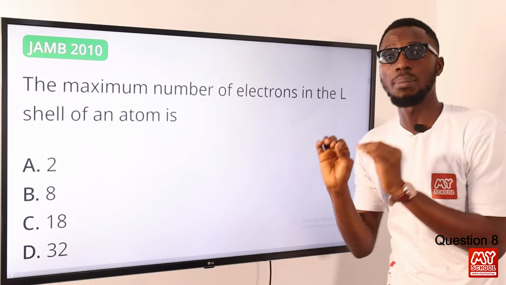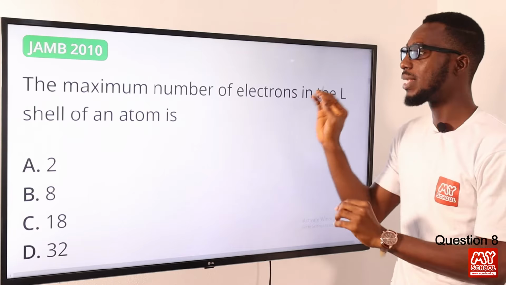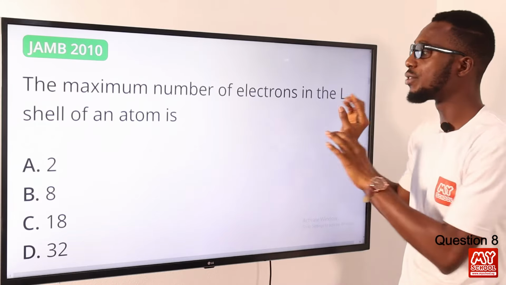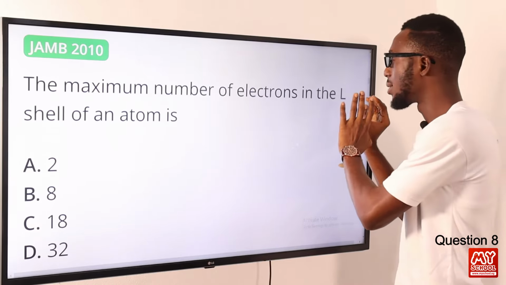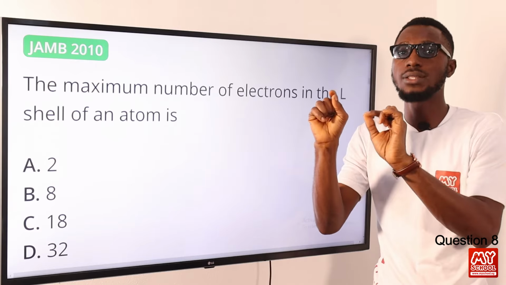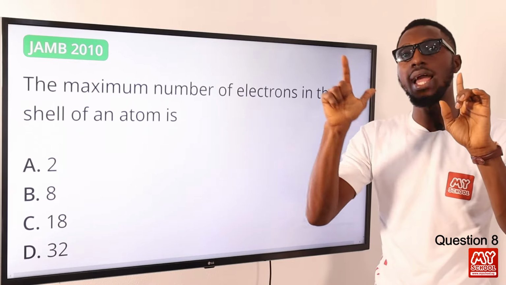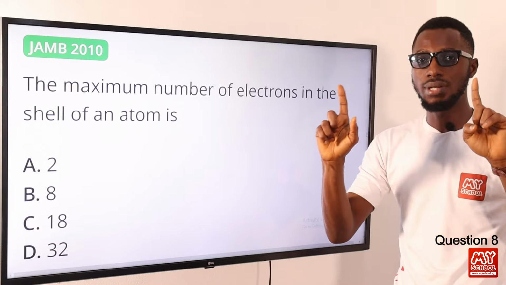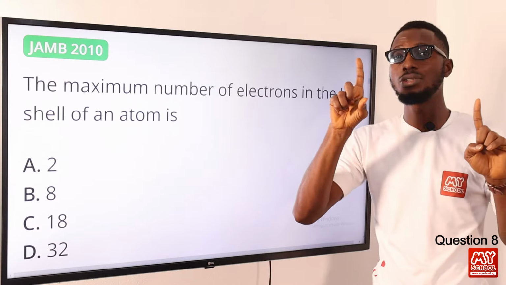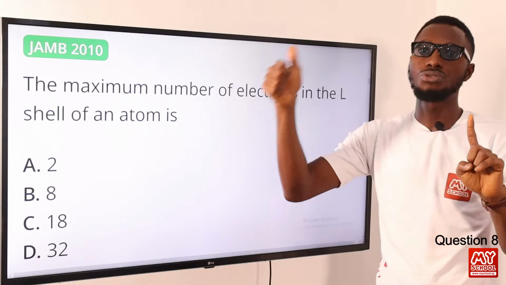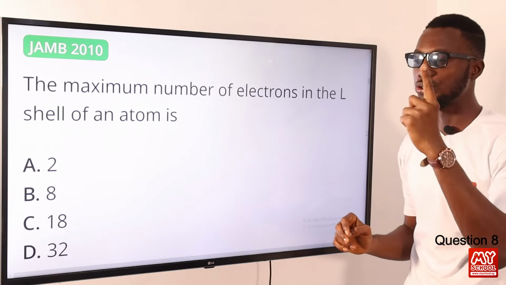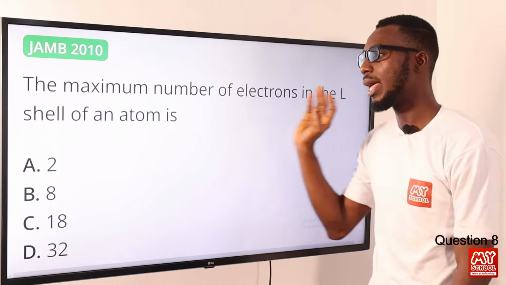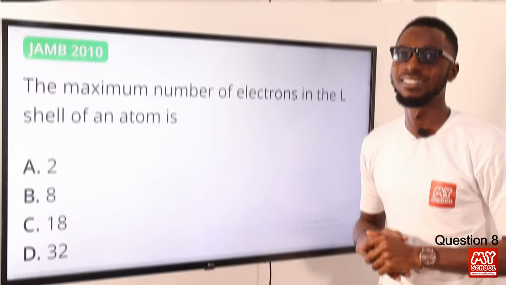the L shell is number 2, the K shell is number 1. So that means n equals 2. The formula is 2n squared. Since we are talking about the second orbit, n is 2, so we have 2 times 2 squared. Take note of this: 2 raised to power 2 is 4, and 4 times 2 is 8. So the maximum number of electrons that can fit into the L shell is 8. So option B is the correct option.